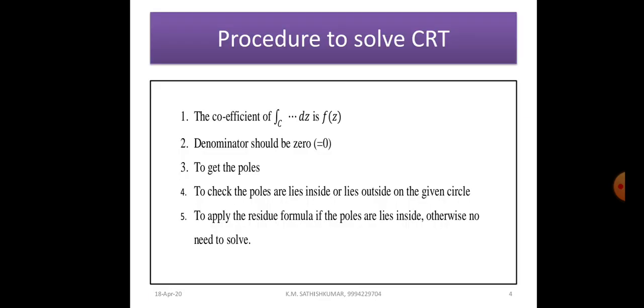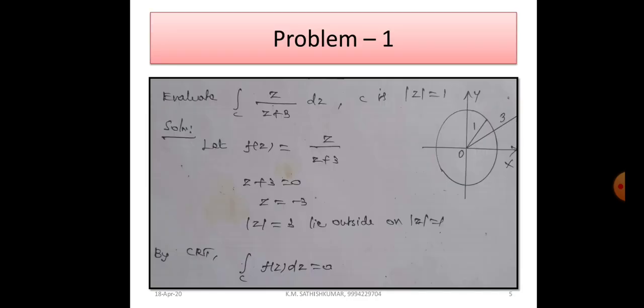Step number 1 is the coefficient of integral over c dz, which is f of z. Likewise here, the coefficient of integral over c dz is z by z plus 3. That's our f of z. Step number 2, denominator part equal to 0. Right. Step number 2 is the denominator part should be 0. So z plus 3 is equal to 0.